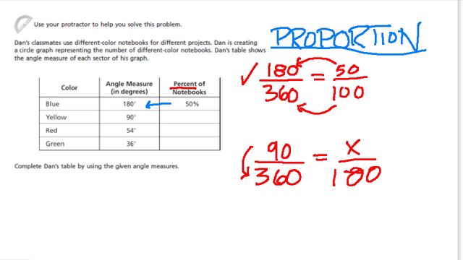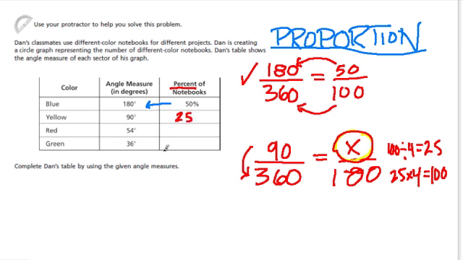So here, our missing number is going to have the same relationship to 100 that 90 has to 360. That's a proportional relationship. So we have to find that number. What number times 4 gives me 100? I could say, well, 100 divided by 4 gives me 25. And that means that 25 times 4 gives me 100. So the answer is 25 out of 100, which is 25%.